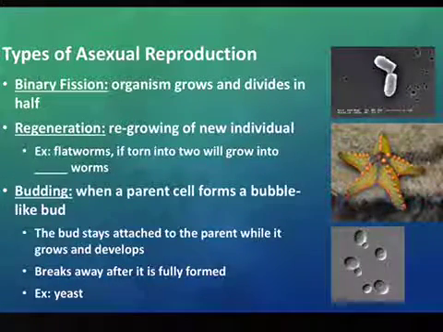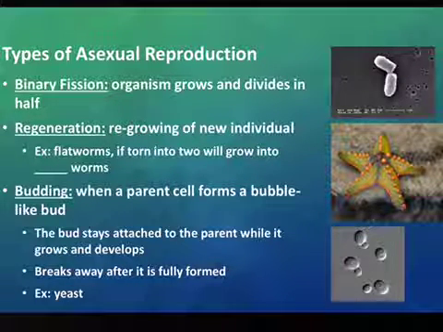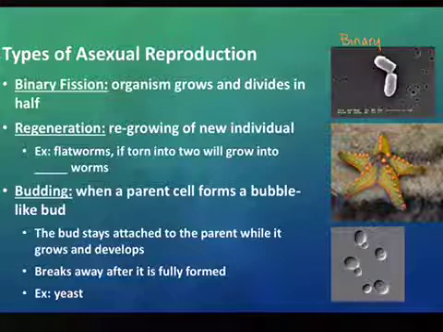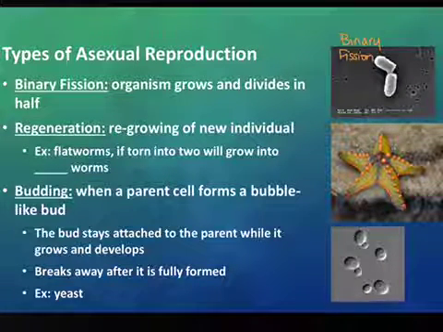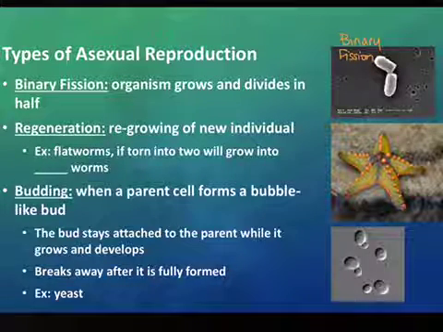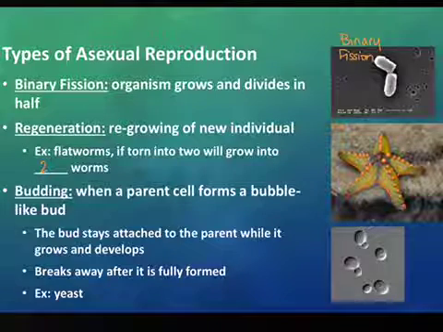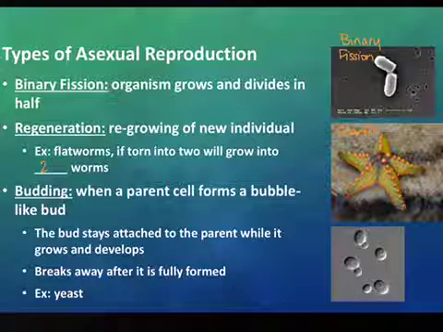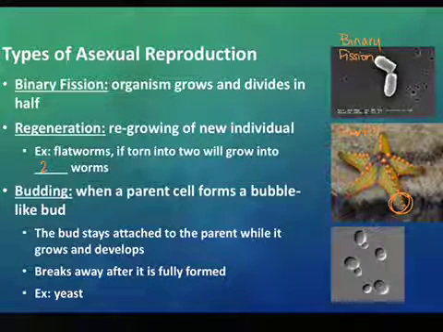There are three types of asexual reproduction, and we talked about binary fission, and this is where the organism grows and divides in half. So that would be right here with your bacteria. Then we have regeneration, and this is when we regrow a part or a whole new individual. So for example, flatworms, if they're torn into two, will grow into two individual worms. Same with a starfish over here. If it were to lose a piece of its arm, it would be able to regrow part of its arm back.